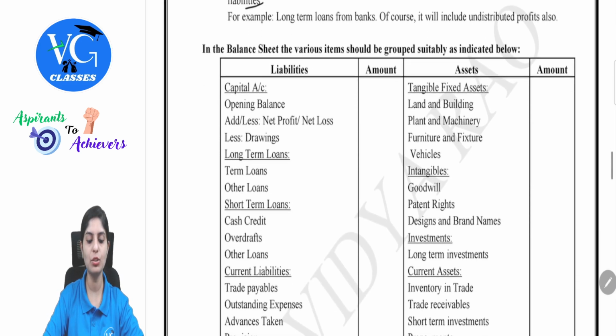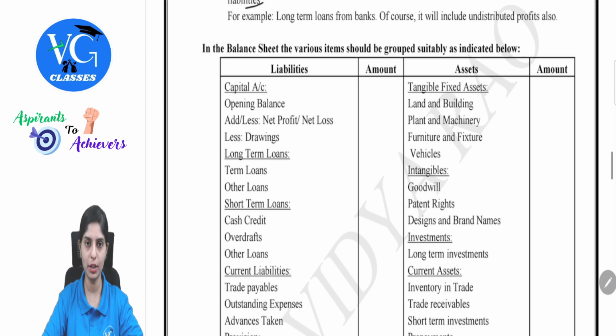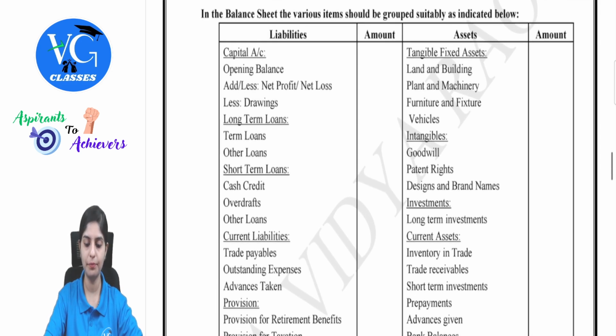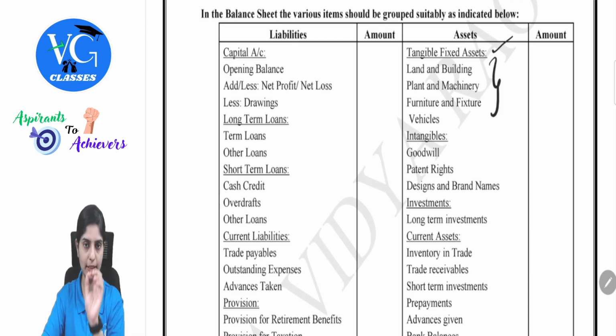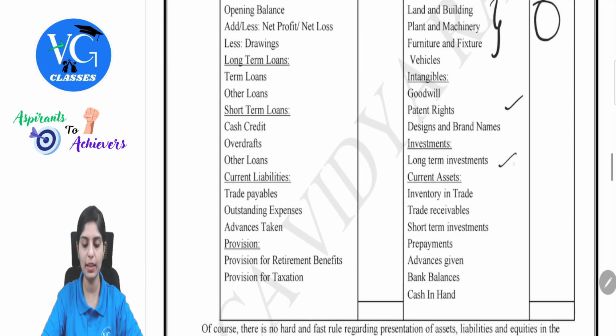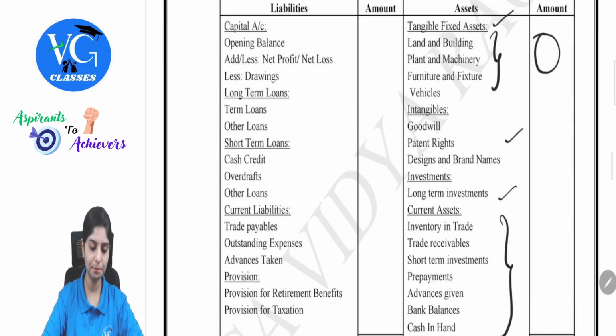So as we saw the format for the trading and profit and loss account, here I have also given the format for the balance sheet. Just have a look at it. First, tangible fixed assets, what all comes? These assets will have to be reduced by depreciation, or any accumulated depreciation or provision, and then the final amount is shown in the outer column. Likewise with intangible assets, any investments, and then all current assets.